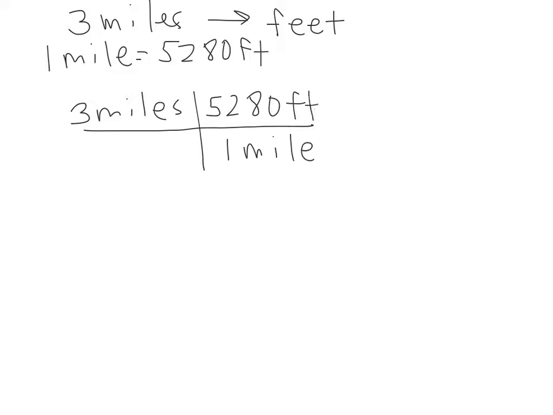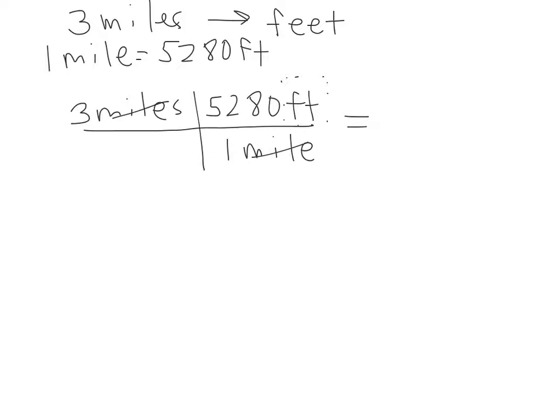Okay, and when you finish your table, you always want to go through and make sure that the units have canceled out and you're only left with the units that you wanted to solve for. So miles is on top and bottom, so that cancels. And I'm left with feet, which is the appropriate units here.